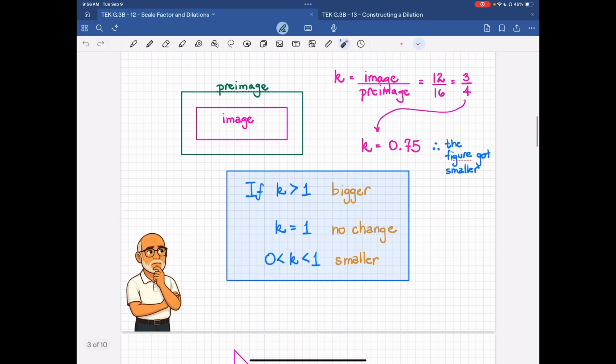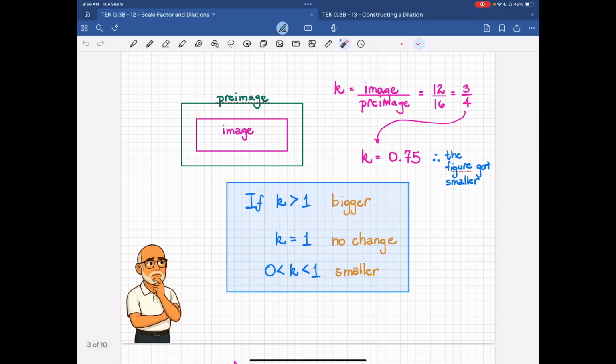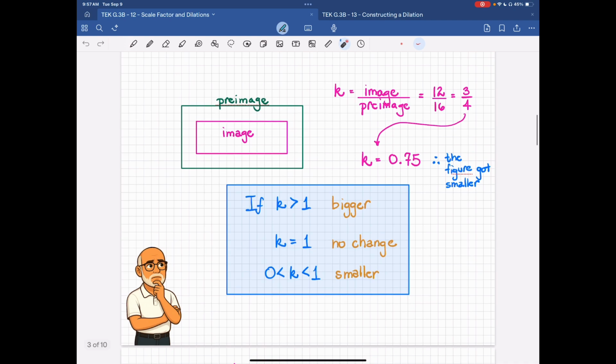So looking at an example, I have two images. I have my green pre-image and I have my pink image. So we started with the green and we moved to the pink. Now you could probably in your head go, yeah, it reduced in size. So what that says is if it's reduced in size, the K factor or the scale factor is going to be smaller than 1. The way we calculate the K factor is we take the length of a corresponding side.